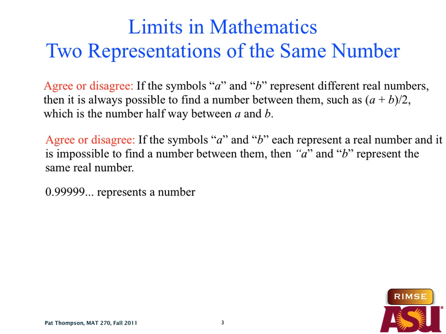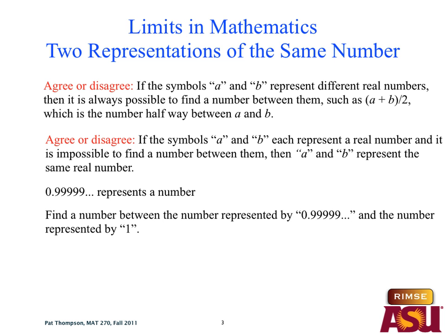So this unending sequence of nines, 9 tenths plus 9 one-hundredths plus 9 one-thousandths plus 9 ten-thousandths plus 9 hundred-thousandths, going on forever. Does that represent a number? Can you find a number between the number represented by this symbol and the number represented by that symbol? Somebody propose a candidate. Abby, can you think of one? A candidate, not an answer, but a candidate. The first number just keeps going on forever.